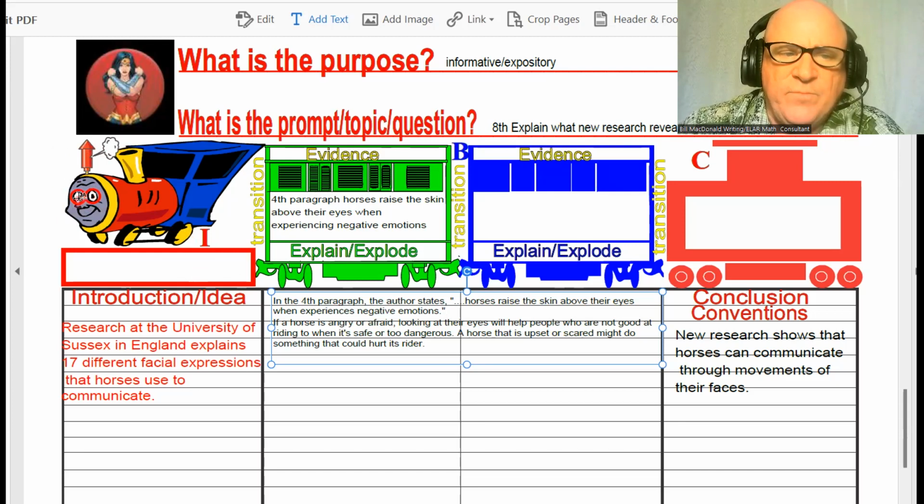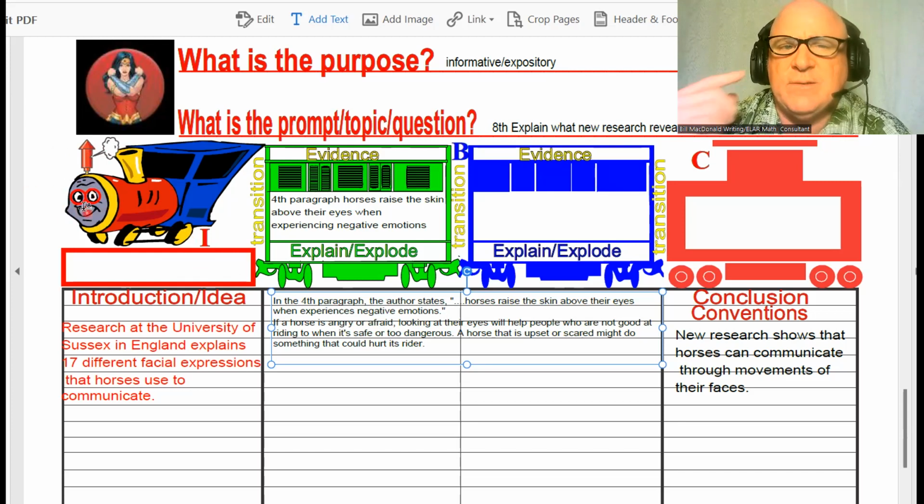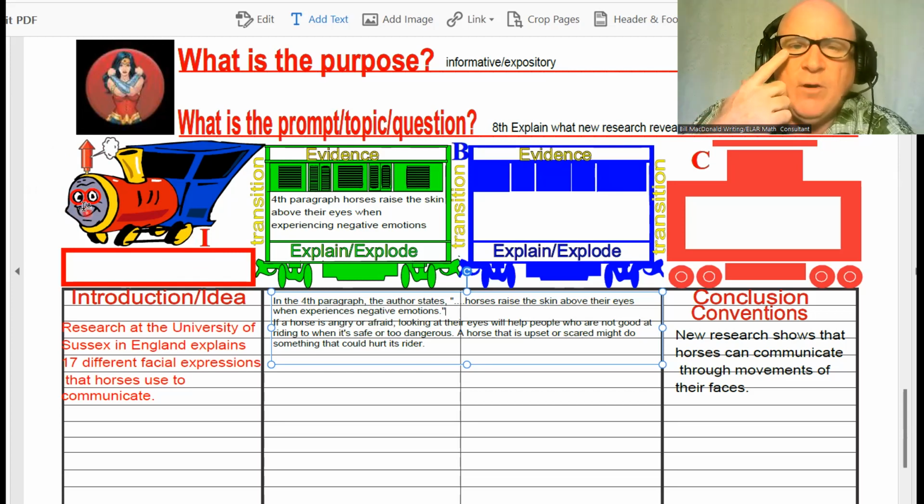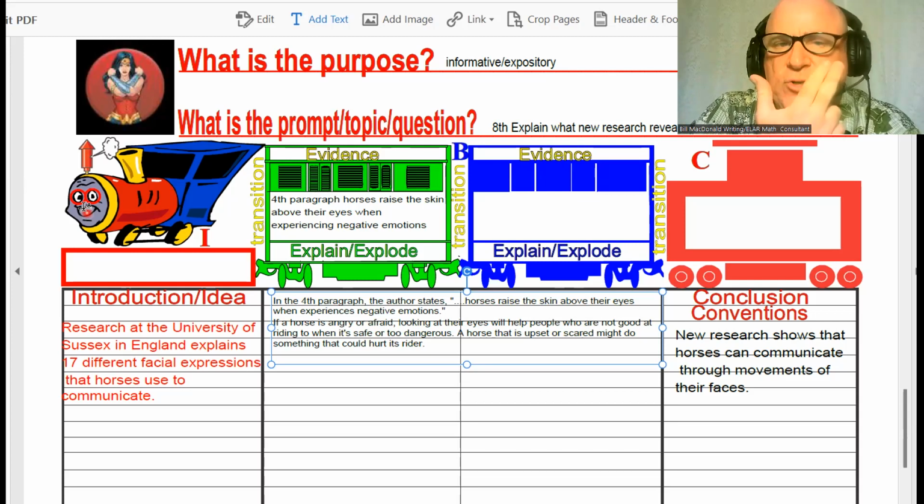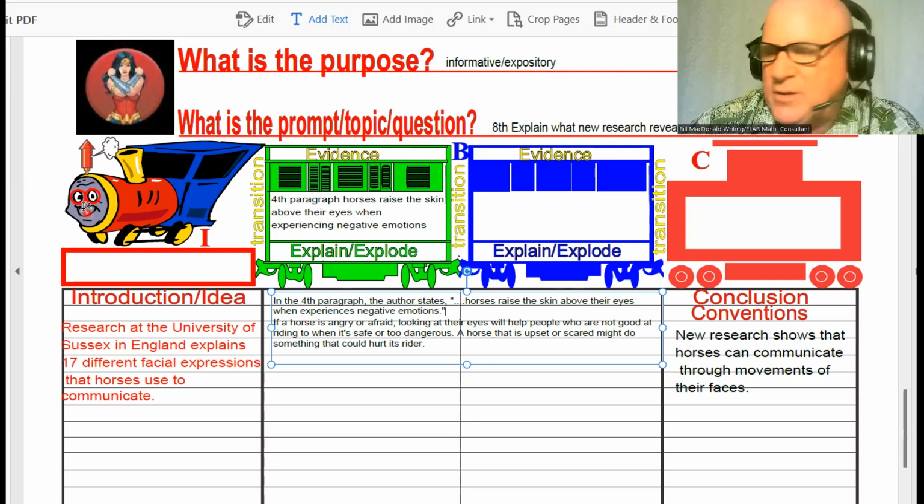And the reason I have 2 eyeballs circled is in the topic, are they asking about one idea or are they asking about 2 ideas? If they only ask you about one and you give 2 ideas in your controlling idea or your thesis, then you have to explain both ideas. So that's the compositional risk of doing that.